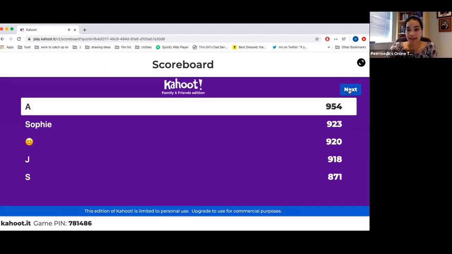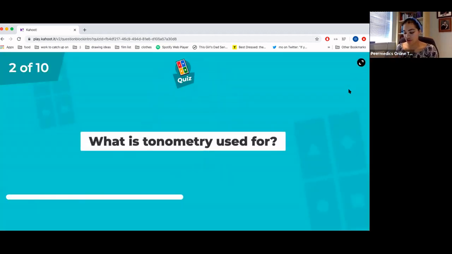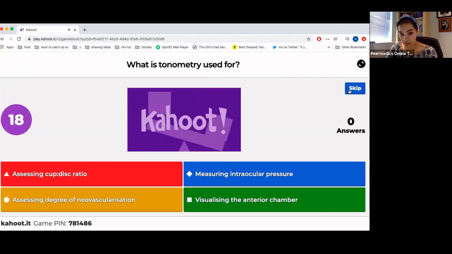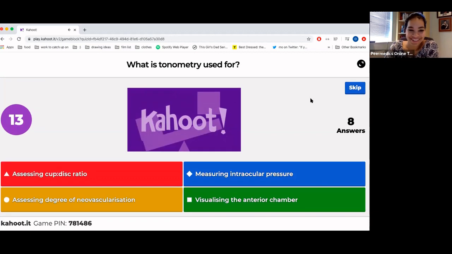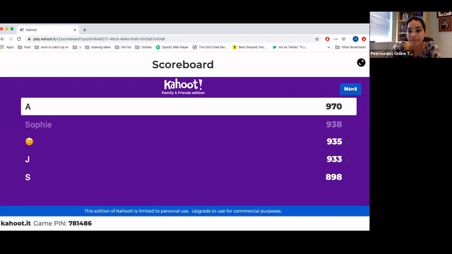Okay. Next question, tonometry. What is tonometry used for? This is so annoying, I'm really sorry. Okay, so measuring intraocular pressure, well done, everyone got that. And again, they compress, they flatten the cornea and see how much pressure is needed to flatten it, and that corresponds to the intraocular pressure.